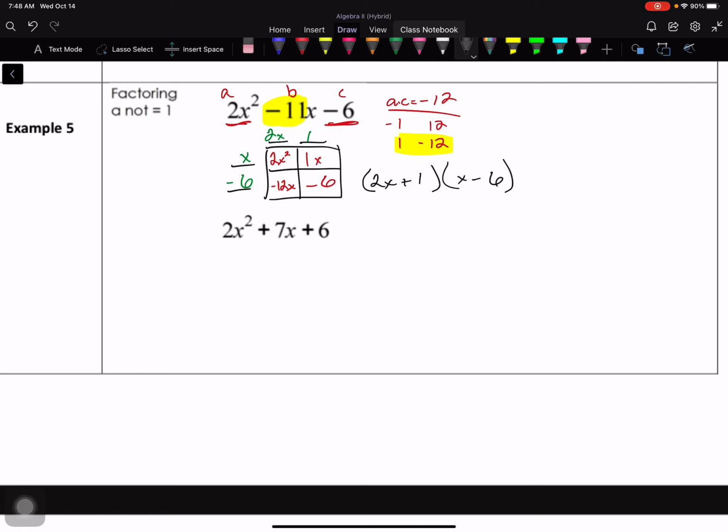Again, maybe it feels like a long process, but I promise you, unless you're really good with your number sense, it's better than guessing and checking. So we'll do one more here. So set up our box.